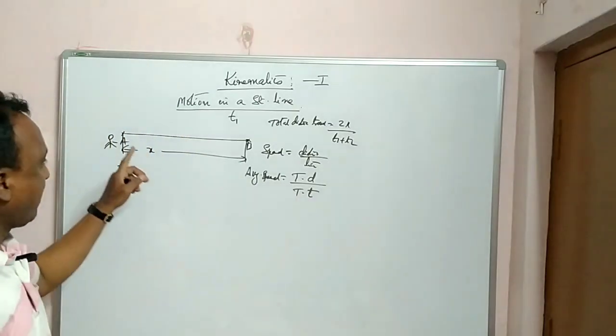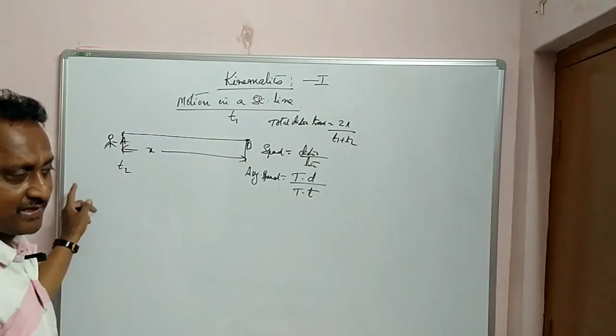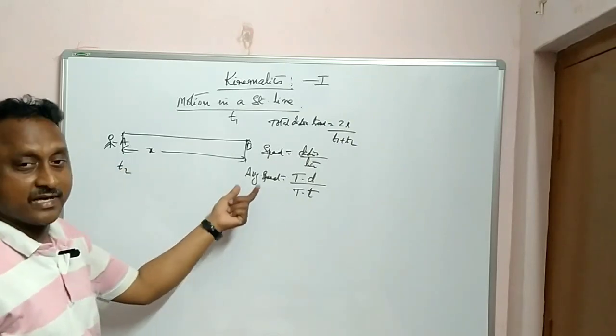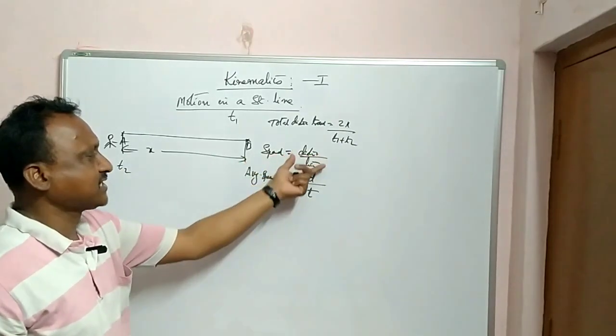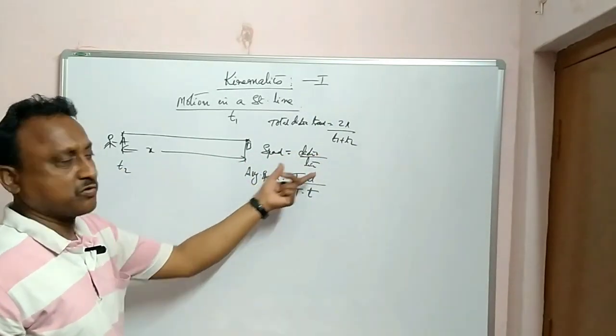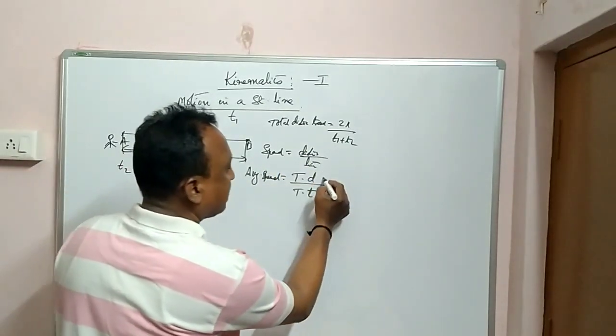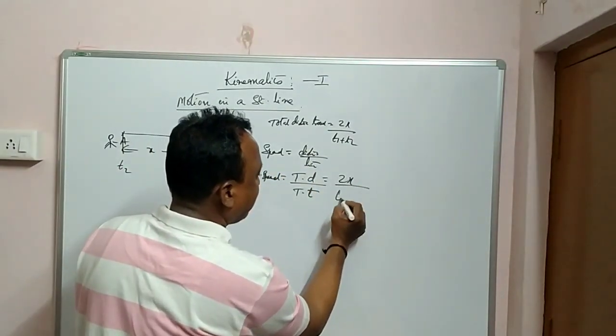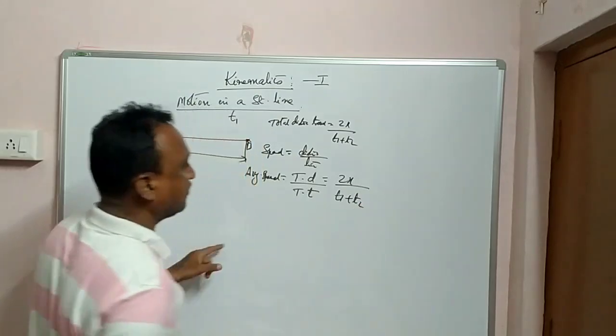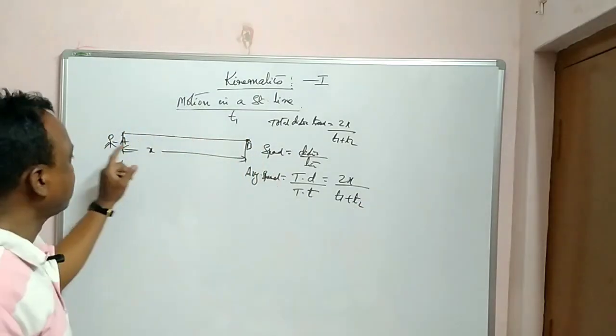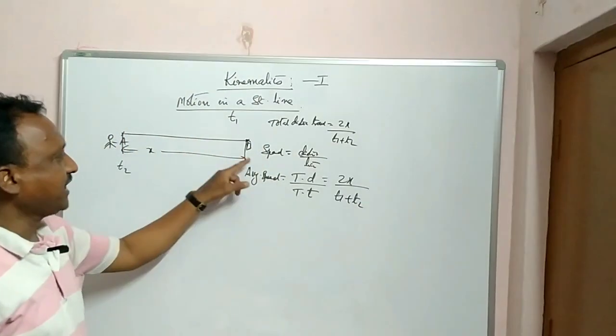So, the person has travelled from A to B and B to A. If it is asked in the examination, average speed, because speed means distance by time, average speed means total distance by total time, that is equal to 2x by t1 plus t2. This will be the average speed for the person from A to B and B to A.